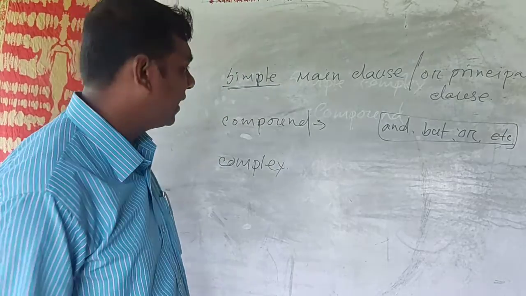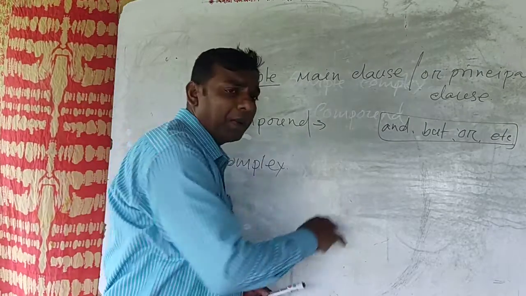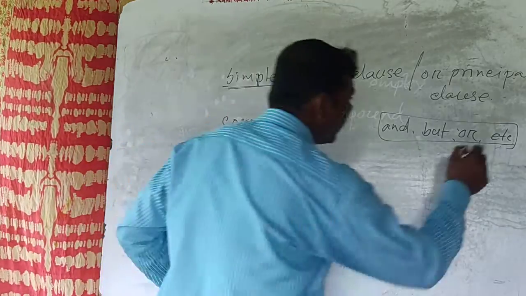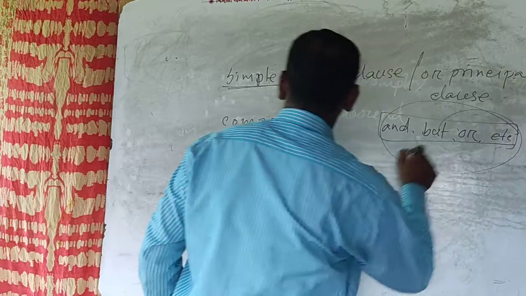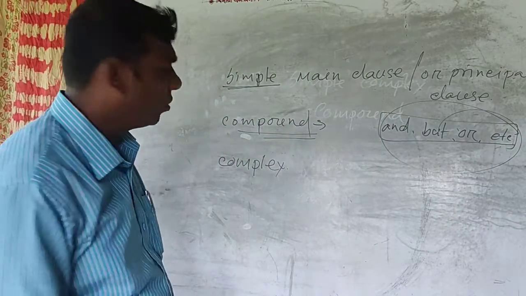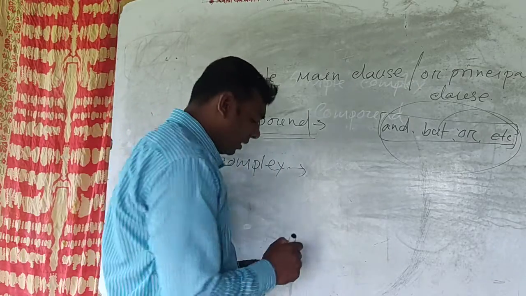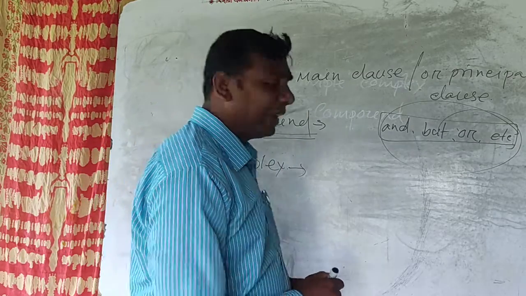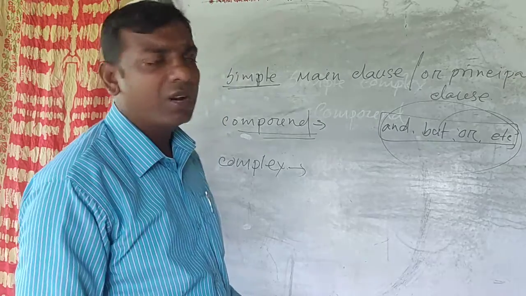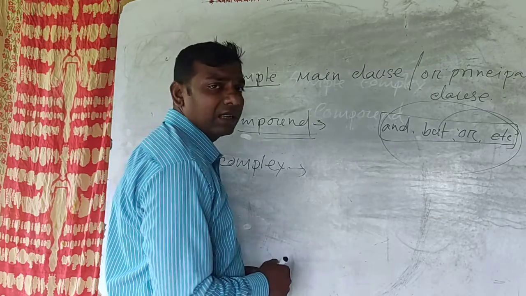Can you understand, dear students? When two principal clauses are connected by a coordinating conjunction, it is called a compound sentence. Dear students, do you know what is a complex sentence? A principal clause and a subordinate clause make a complex sentence.